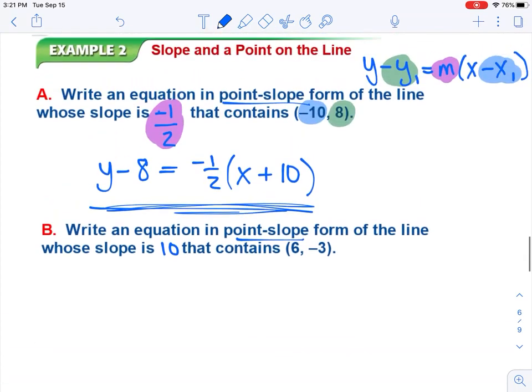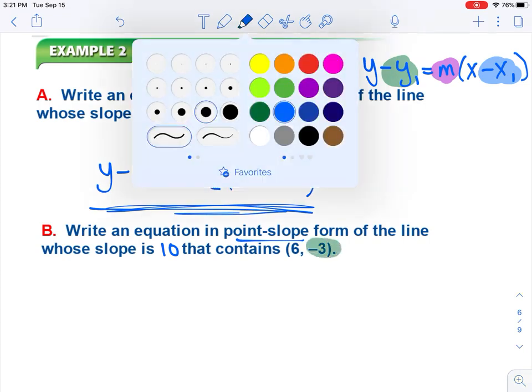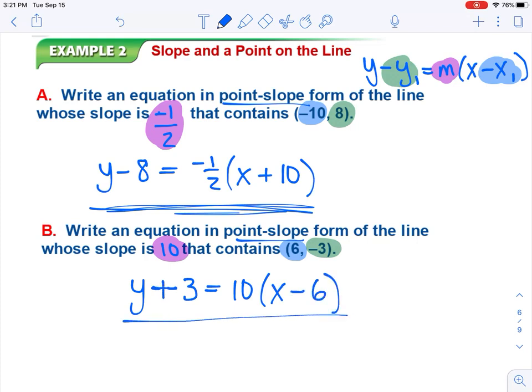The next one's very similar. Once again, I have my y value, I have my x value, and I have my slope, so I will plug them in. Y minus -3 equals 10 times x minus 6. Minus negative becomes a positive, and that is my point-slope form.